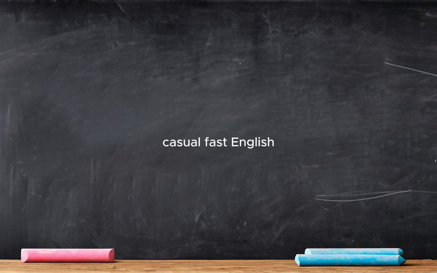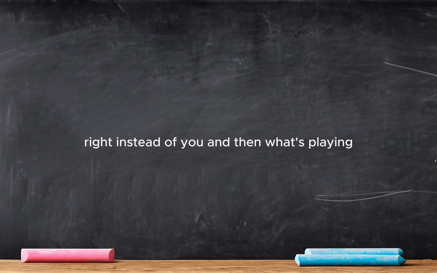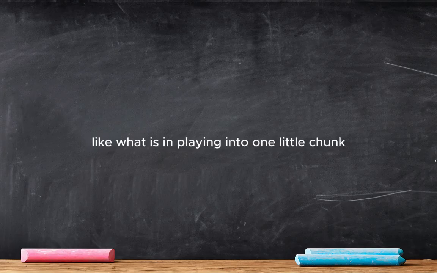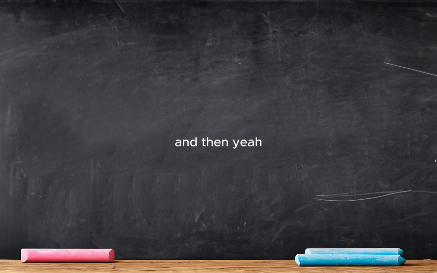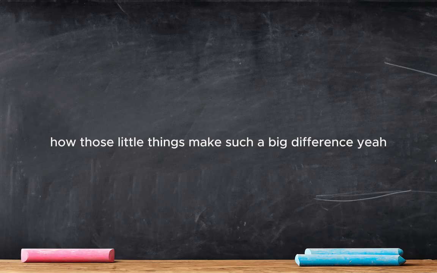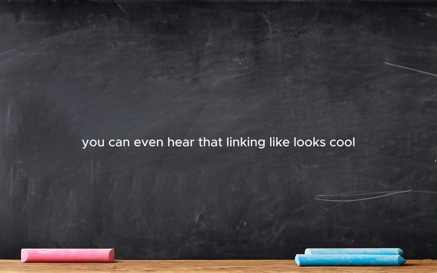Oh, casual, fast English. So what techniques are we hearing in this? Well, right away we hear that contraction, ya, instead of you, and then what's playing. It combines what is and playing into one little chunk. I noticed they're saying dunno instead of don't know, and then lemme instead of let me. It's amazing how those little things make such a big difference. It's like a little puzzle. You can even hear that linking, like looks cool becomes looks cool.